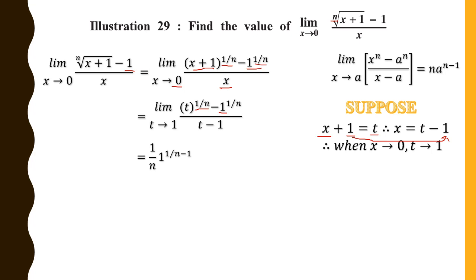Now if you are wondering what to get for 1 raised to 1 upon n minus 1, actually it doesn't matter. 1 raised to anything is just 1. So we just write 1 upon n into 1, and your answer here will be just 1 upon n. So the limiting value for the equation here is 1 upon n. And with this we end all the illustrations for this chapter.